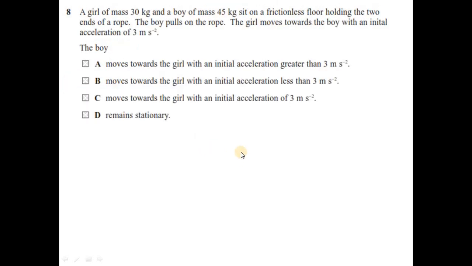8. A girl of mass 30 kg and a boy of mass 45 kg sit on a frictionless floor holding the two ends of the rope. The boy pulls on the rope. The girl moves towards the boy with an initial acceleration of 3 meters per second square. Option A, the boy moves towards the girl with an initial acceleration of greater than 3. The boy moves towards the girl with an acceleration of less than 3. The boy moves toward the girl with an acceleration of 3. Or the boy remains stationary.